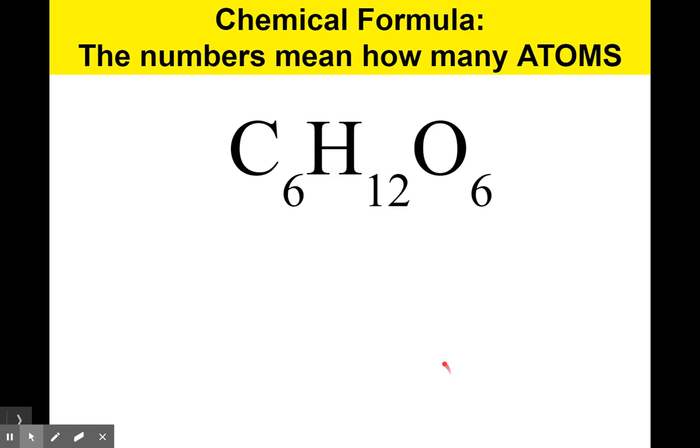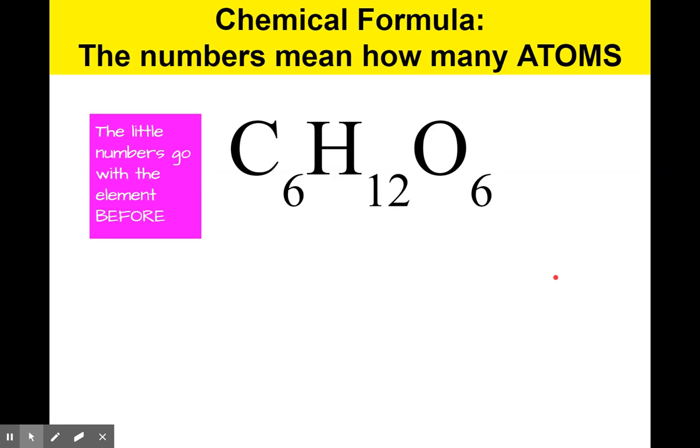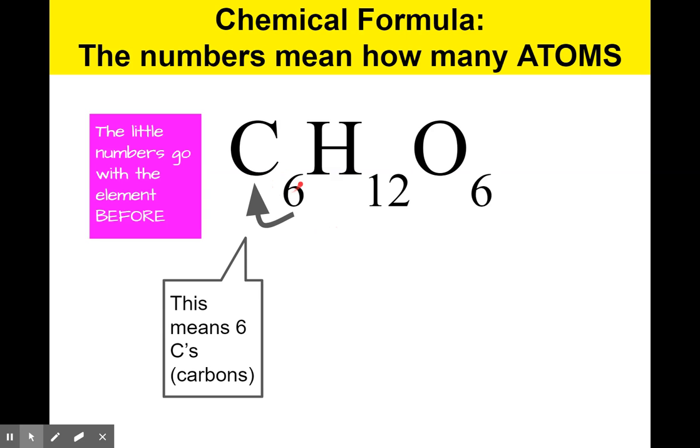Okay, so the numbers in a chemical formula that are kind of dropped down like that mean how many atoms there are of that element. Remember, the letters mean what element it is, and the numbers mean how many atoms of that element. So, just to be clearer, the little numbers go with the element before it. There's a reason why we do it that way that I'll talk about later. I don't want to explain everything at once. But just know that this letter here goes before.